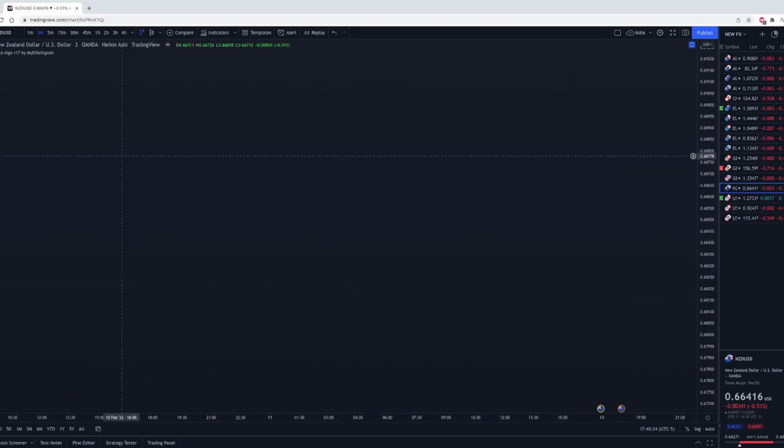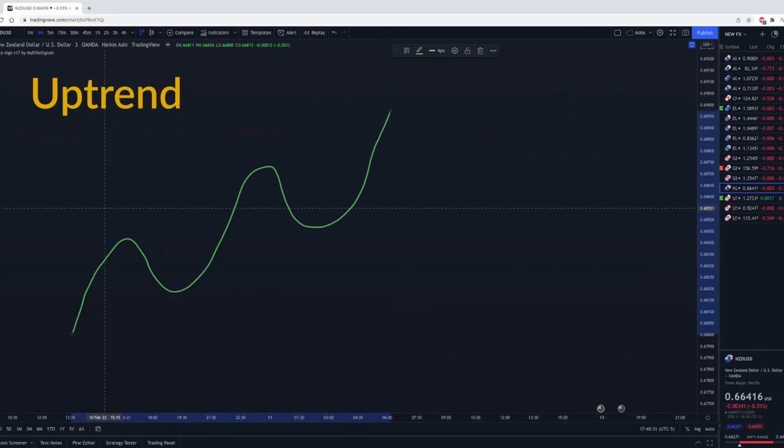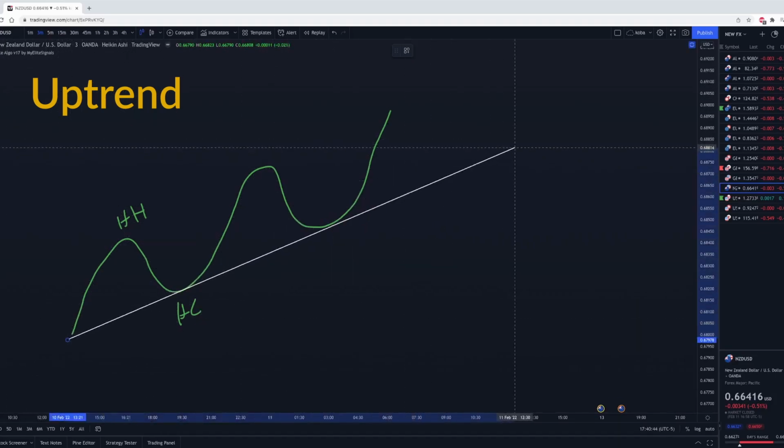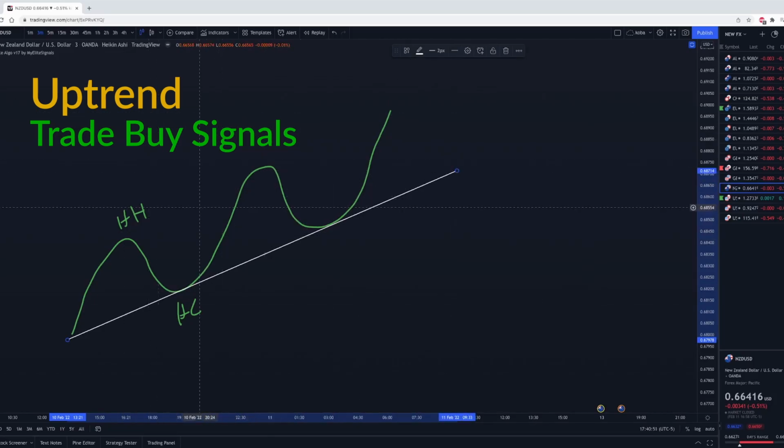You either have what you call an uptrend, so the market kind of looks like this, where it is making higher highs and higher lows every single time. So this would be a higher high, right? And then this would be a higher low. That would be a higher high, and this would be a higher low. You can tell that the market right here is going upwards. This is very important, and you want to make sure that you are trading only the buy signals when this happens, guys. So whenever you're in an uptrend, like you see right here, you want to make sure that you are only trading the buy signals.